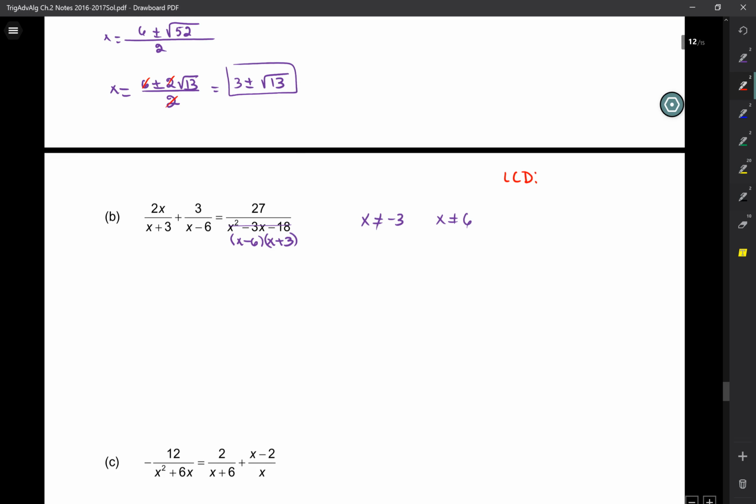Okay, LCD. Look at all of your denominators. What do I have as my denominators? I have an x plus 3, and I have an x minus 6. So I take one of each. That's my LCD, x plus 3, x minus 6. Now, I need to multiply each of these by the LCD.